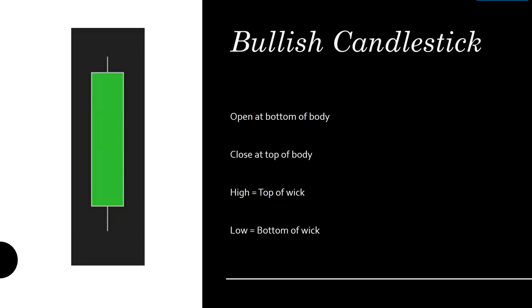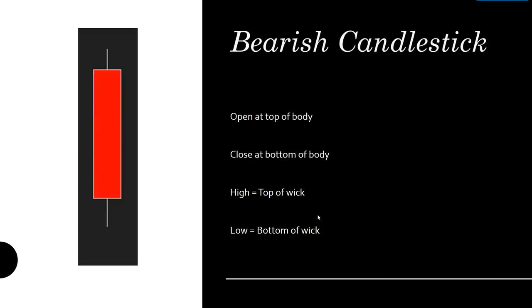So you've got the wick and the body, and according to the color, you can immediately identify where it opened and where it closed. Now, a bearish candlestick opens at the top of the body, closes at the bottom of the body. The low is the bottom of the wick, the high is the top of the wick.